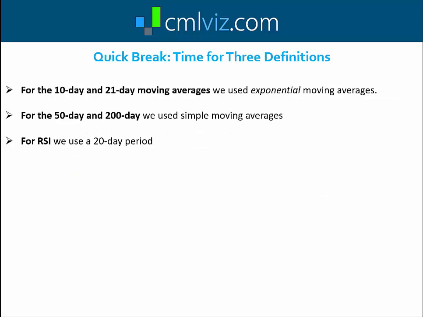For some definitions, please recall that when we use the 10-day and 21-day moving averages, we are using exponential moving averages. For the 50 and 200-day moving averages, we're using simple moving averages. And for RSI, we use a 20-day period.